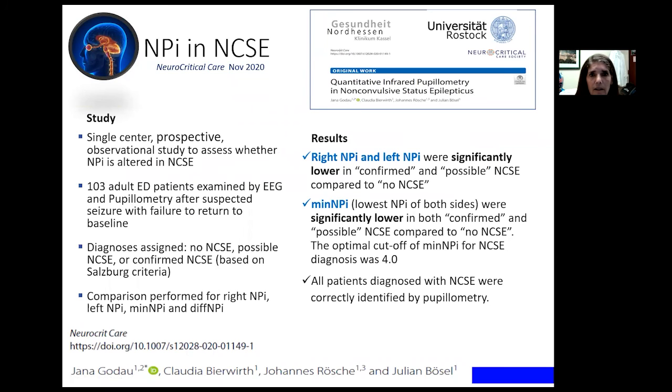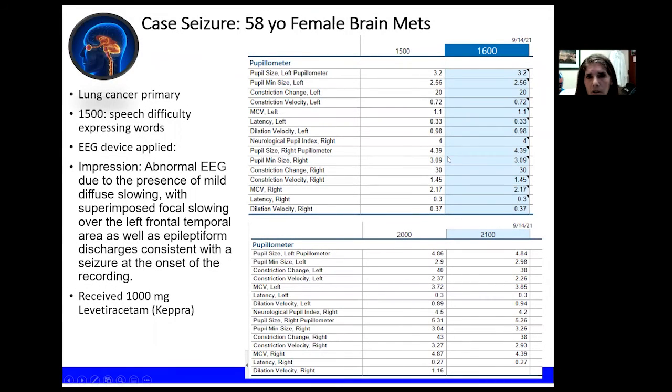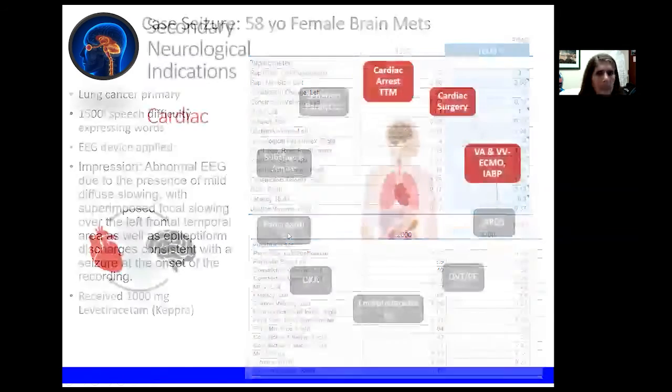There are studies that have looked at non-convulsive status epilepticus and showed that right and left NPI were significantly lower in confirmed or possible non-convulsive status epilepticus. This is one of our patients who developed a change in her pupils where we saw a significant drop in the NPIs suddenly, and she had these changes that were indicative of seizure activity.